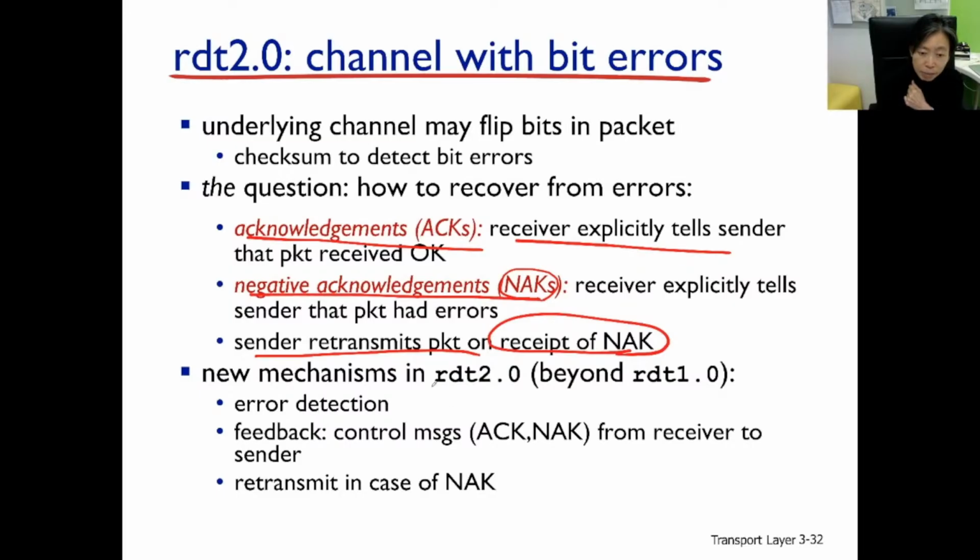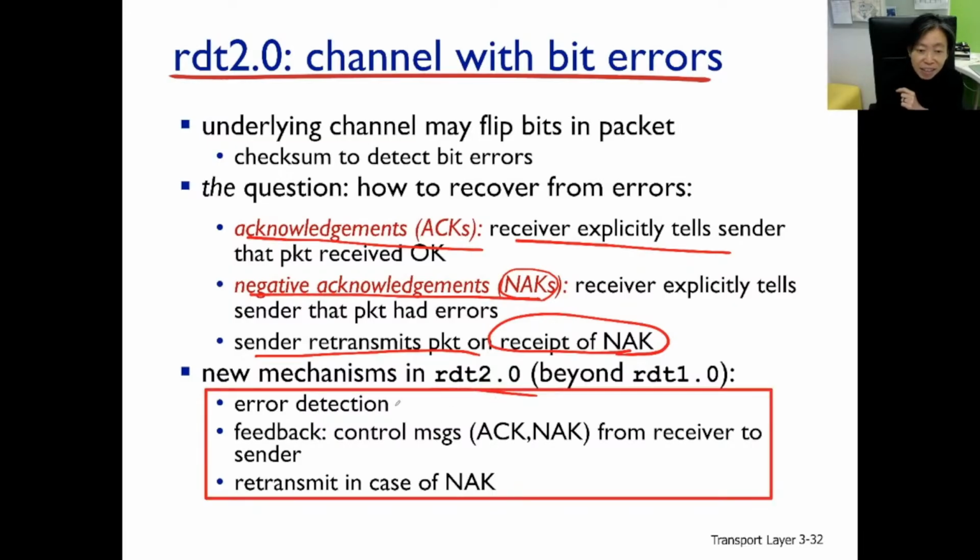This is exactly what's defined in RDT 2.0. So let me stress, there's first, detecting errors. Second, sending back of the feedback from the receiver. And then retransmission of the packet coming from the sender in case a negative acknowledgement is received.